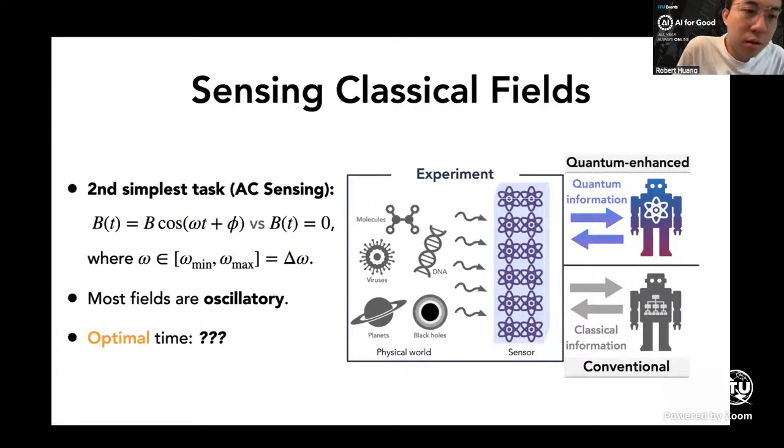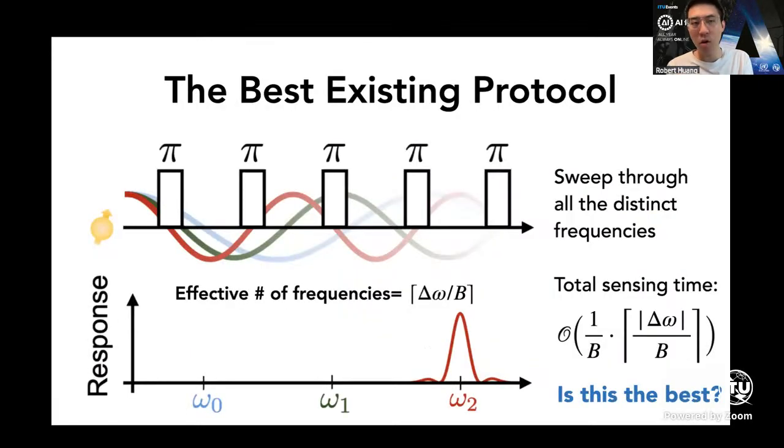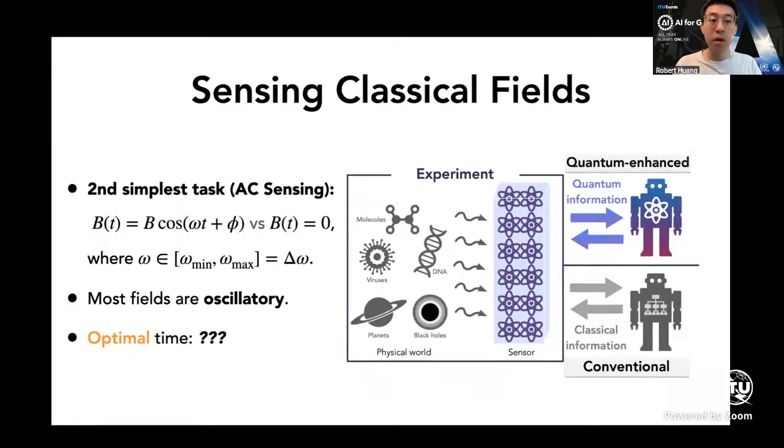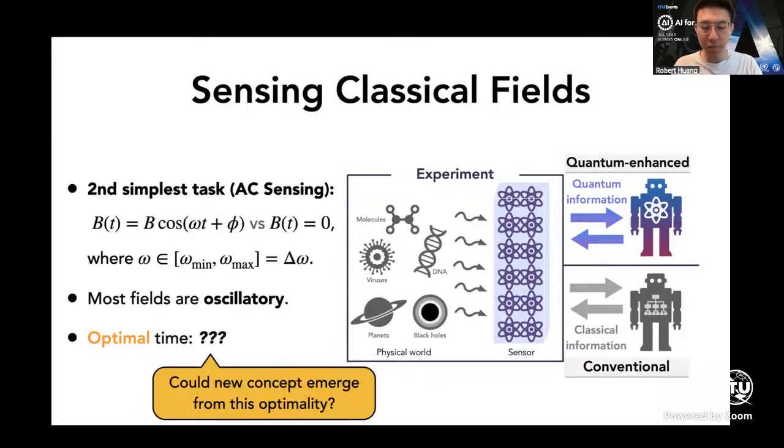But in reality or in theory, that's not necessarily the best because no one has ever proved a lower bound, a fundamental physical limit that says in order to sense an oscillating classical field, this is required. So this is just an upper bound on the sensing time that one could achieve, but never a lower bound. And hence the true optimal time it takes to detect an oscillating field remains unknown. And recall that for achieving DC sensing, it gives rise to this entire field of quantum sensing.